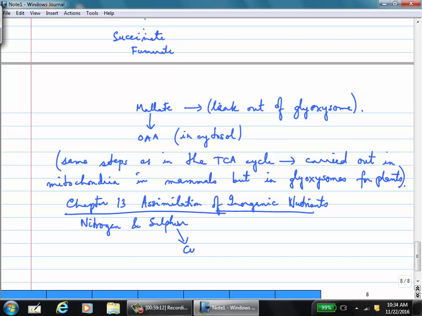So sulfur will be in cysteine, methionine, and nitrogen is needed for so many things like amino acids, nucleotides, etc. Even NADH and NADPH contain nitrogen.